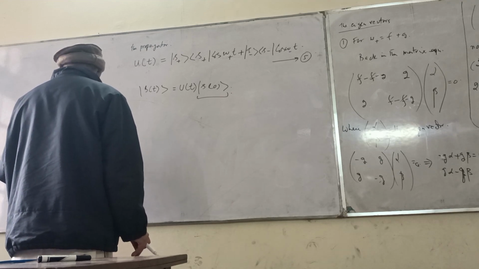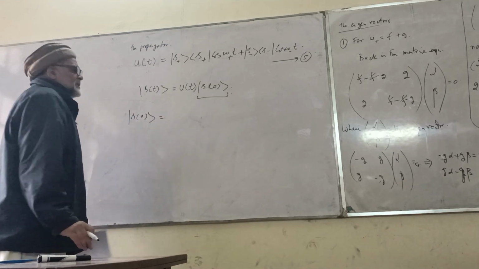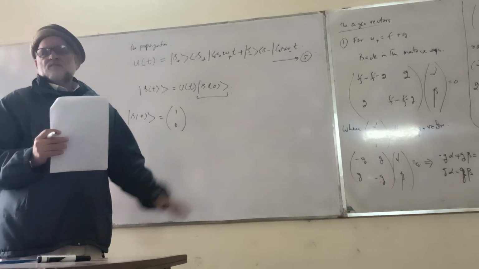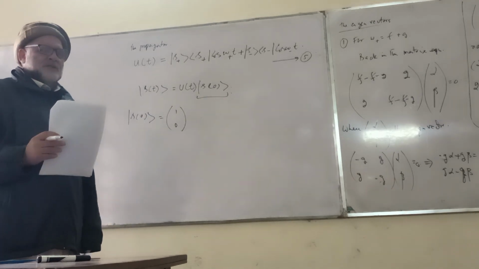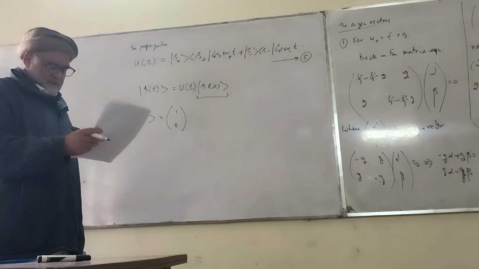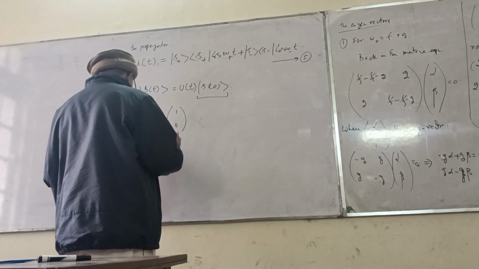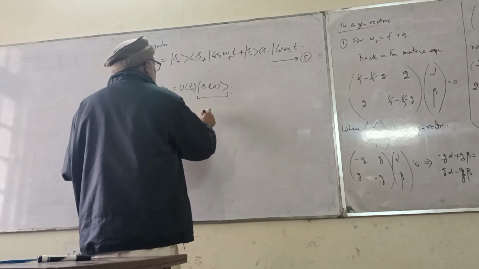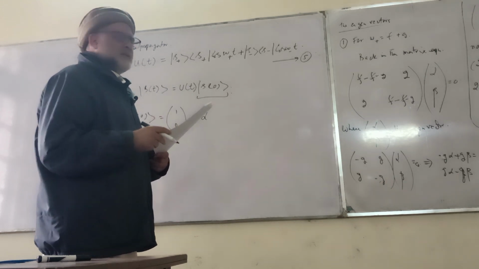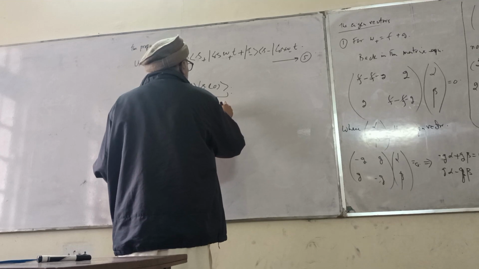Right? So the initial state was (1, 0). If we want to write this in terms of the eigenvectors, we will write it like: the state is equal to some alpha times one vector, right? That will be like it was (1, 1).